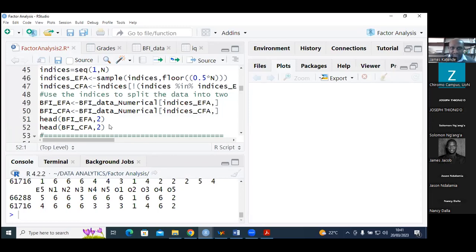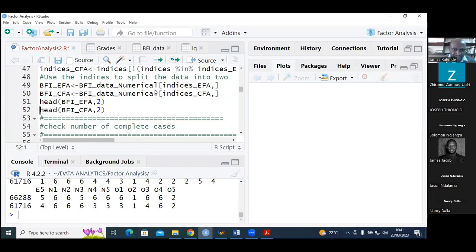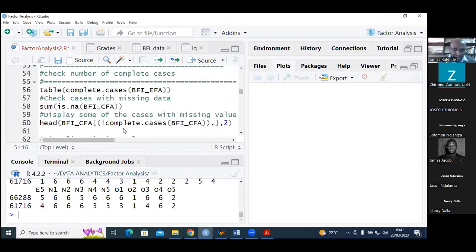So you can compare the two just to see they're different, but we are more interested in this portion that we shall use for exploratory factor analysis. You may be interested in the number of complete cases, because too much missing data also can be a problem. So this part checks the number of complete cases, and most of our cases are complete.